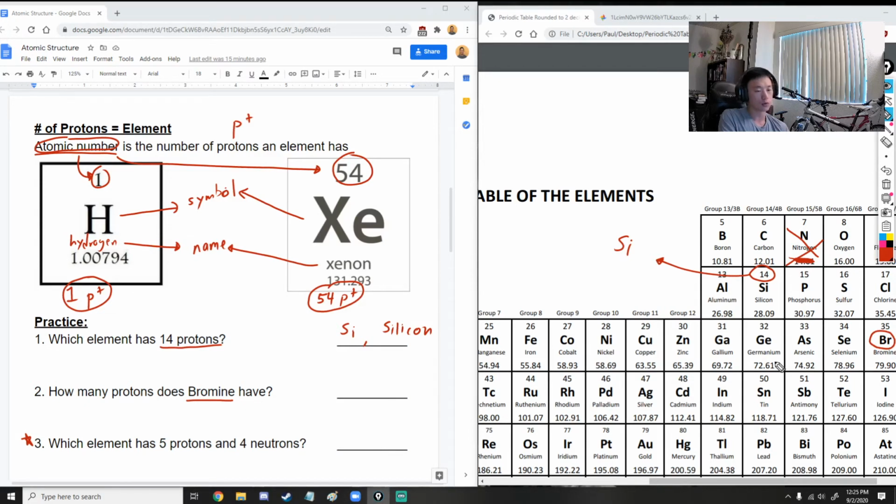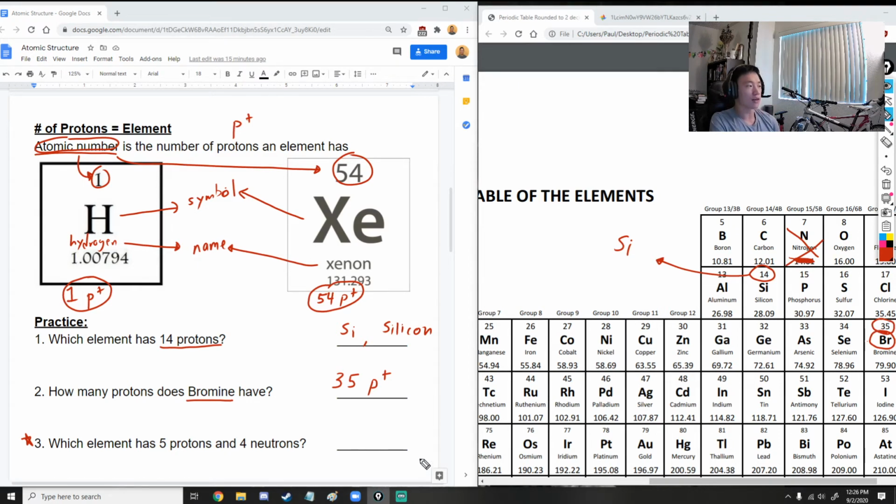How many protons does bromine have? All we have to do is look at the number on the top. What number is on top of bromine? It's 35. So the answer to this question is 35 protons. Bromine has 35 protons because the number on top of the box is 35.